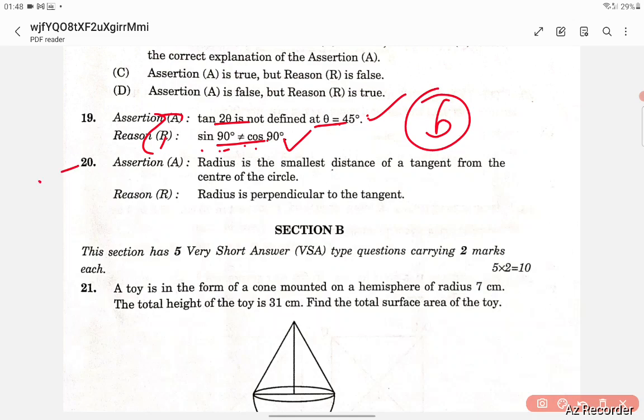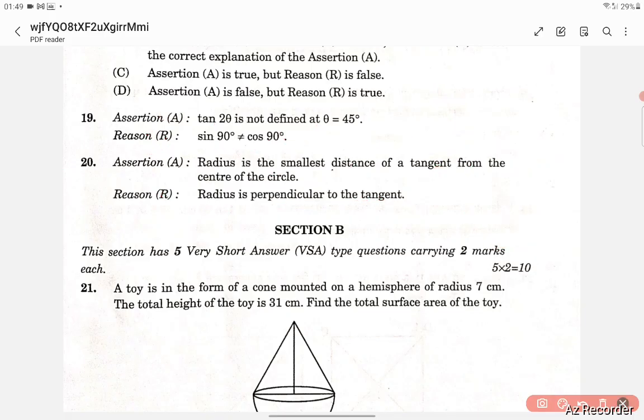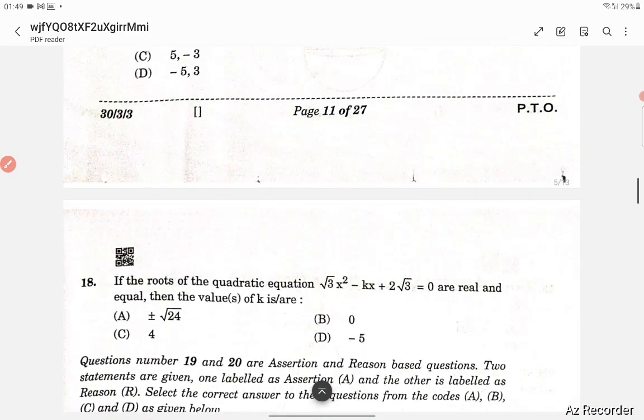And for 20, the radius is the smallest distance of a tangent from the center of the circle. Yes, this is correct. Radius is perpendicular to tangent. This is also correct, and it does explain the assertion. So the answer is A. Okay, so these are all the MCQs discussed for the set code paper, which is 33.3.